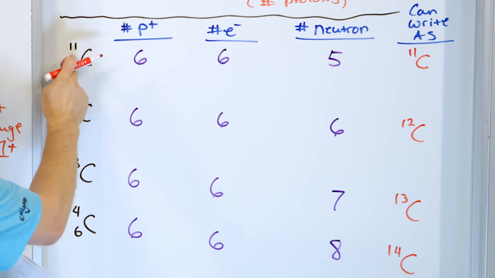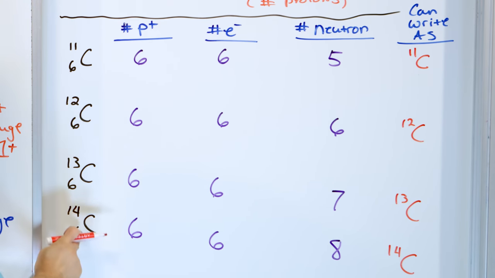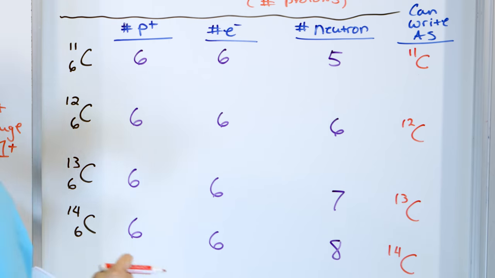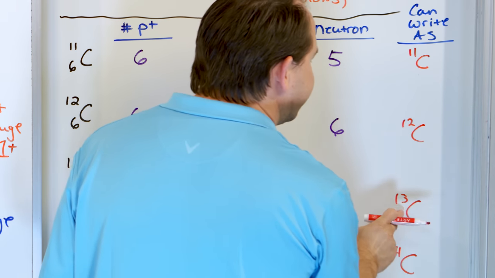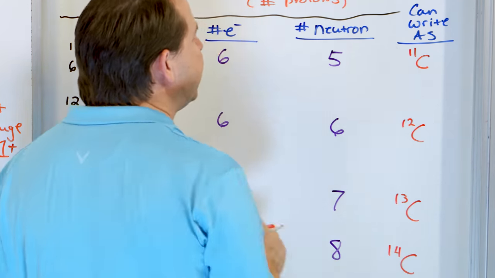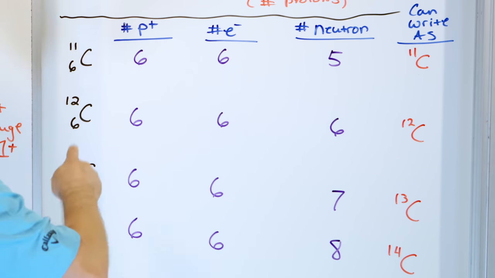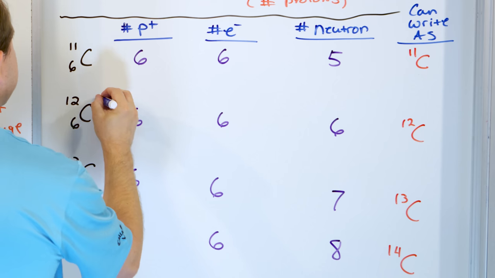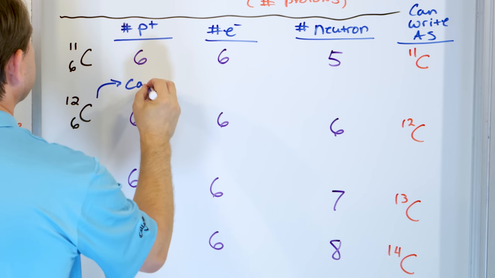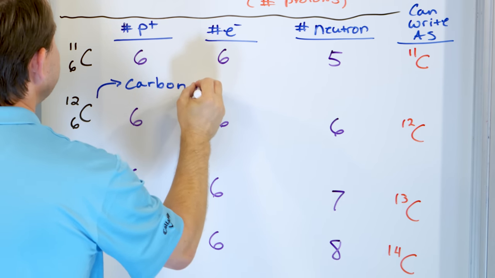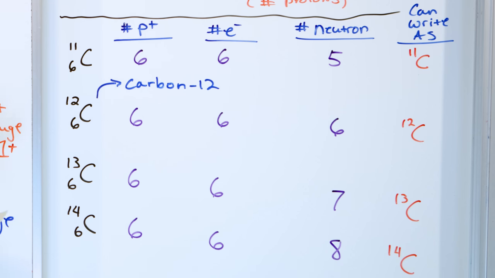So you might see it written like this. These are different isotopes of carbon. But you might see it without this bottom number here, but that's not a typo. It's just because you already know what it is. All right, now let me point out a couple of things. This one, we already said, you write this as carbon 12. You may have heard of carbon 12 just in conversation, right?